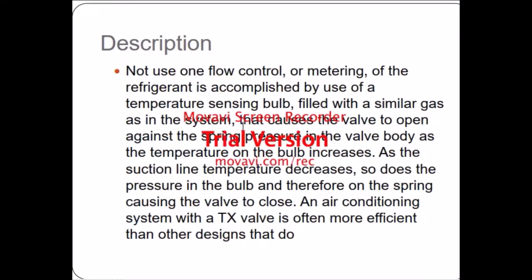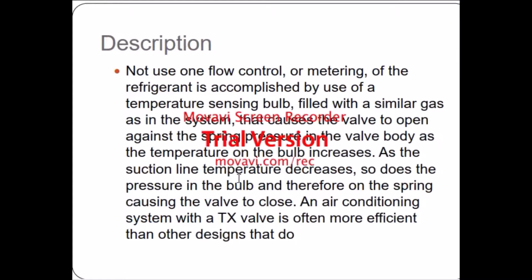Description. Flow control or metering of the refrigerant is accomplished by use of a temperature sensing bulb filled with a similar gas as in the system, that causes the valve to open against the spring pressure in the valve body as the temperature on the bulb increases. As the suction line temperature decreases, so does the pressure in the bulb, and therefore on the spring, causing the valve to close. On air conditioning systems, the TX valve is often more efficient than other designs.